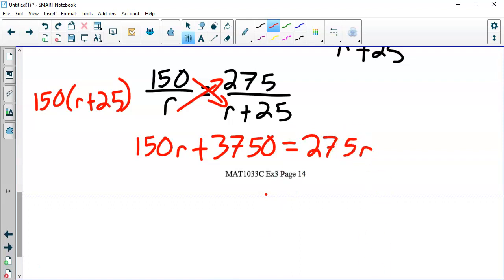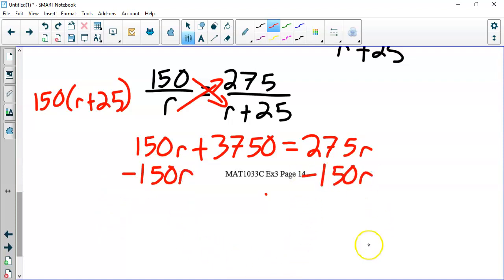Now what are you going to do? Nothing really to combine. Yeah, let's move this 150R to the other side. Get all of your R's on one side. Get all your variables on one side. How do I move 150R? Okay. So we'll have 3,750 equal to what?